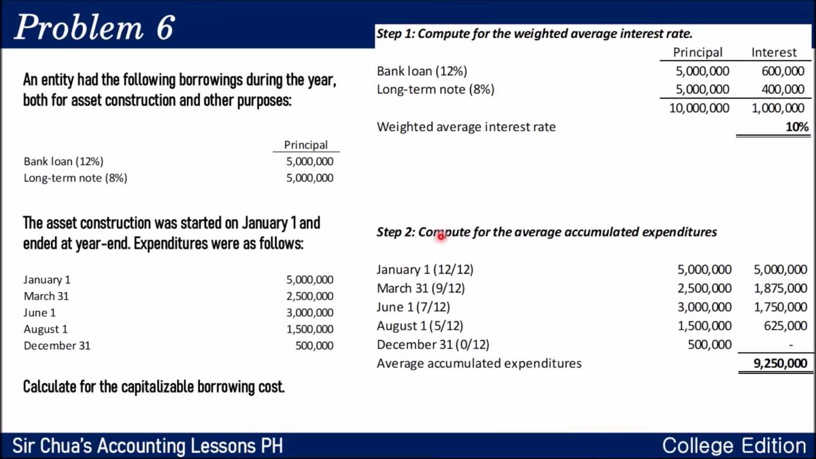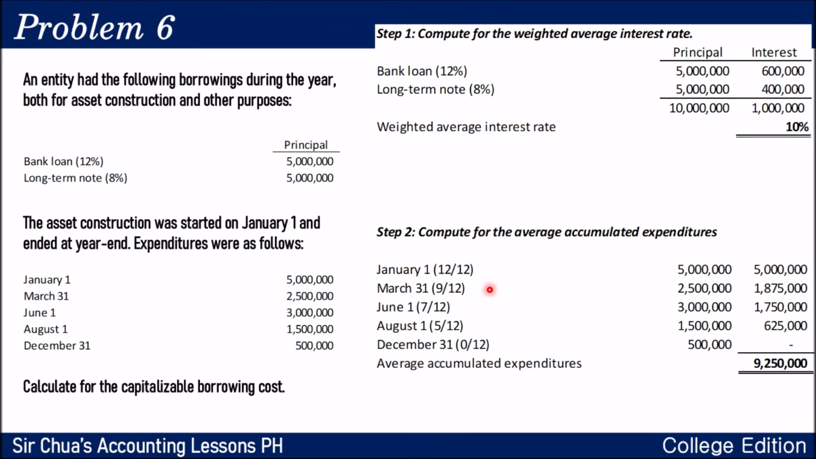Our step 2 is to compute for the average accumulated expenditures. Ito pong mga nandito natin, ito na daw po yung ginastos para mabuo yung asset na ginagawa natin. Okay? So, gumastos sila ng 5 million, 2.5, 3, 1.5, and 5. Ang gagawin po natin is magko-compute po tayo ng average accumulated expenditures based on the fraction of time. For example, kung January 1, edi buong 12 months yan aandar. So, you just simply multiply 5 million by 12 over 12. Syempre, that's still 5 million.